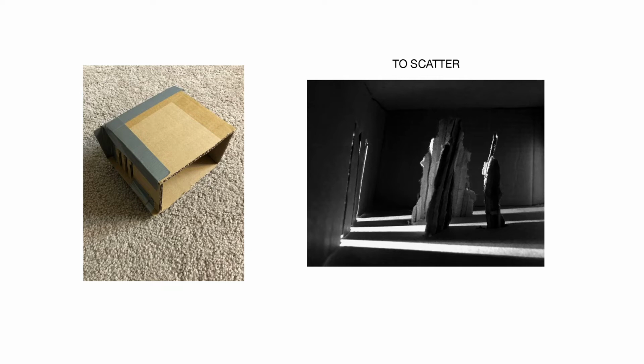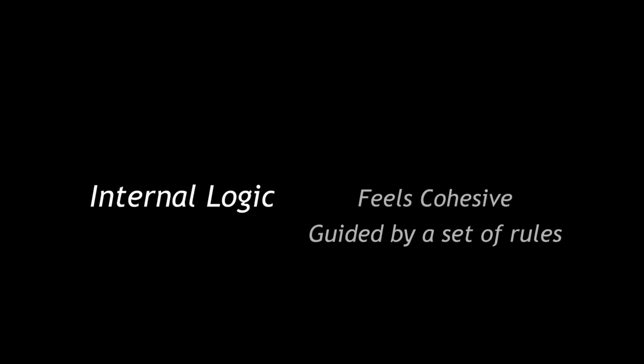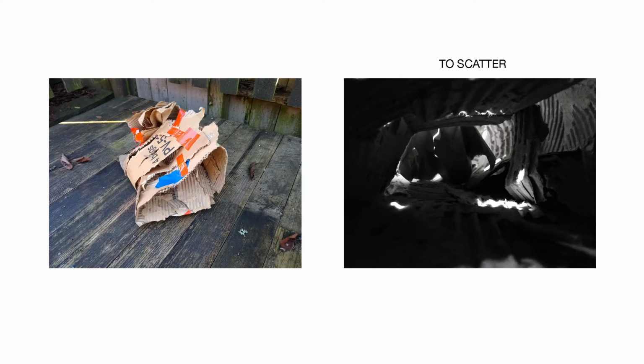So when you've got this nugget of an idea, the work you want to do is start to develop an internal logic. When a project feels cohesive and looks like the architecture was guided by a set of rules and everything just seems to make sense, we can say that it has internal logic. Let's look at another model that developed this same idea of to scatter.